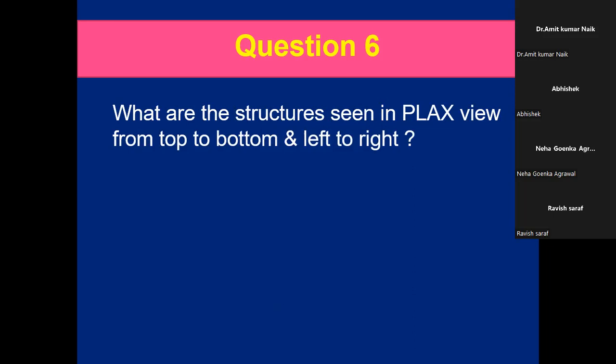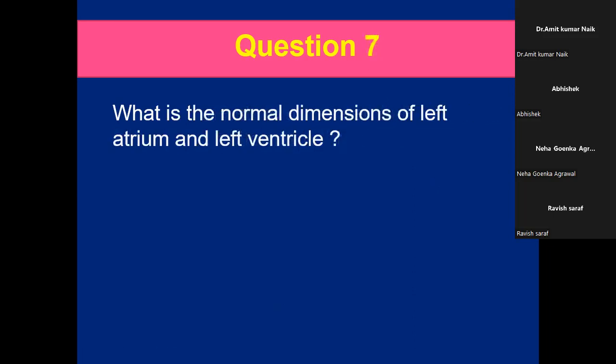So the next question goes to Abhishek. Abhishek, are you ready? Yes, sir. Normal dimensions of left atrium and left ventricle. Left atrium dimension is up to 39 mm, and left ventricle in diastole is up to 57 mm, and in systole up to 37 mm.